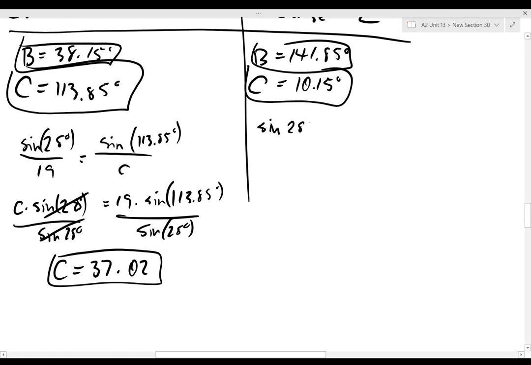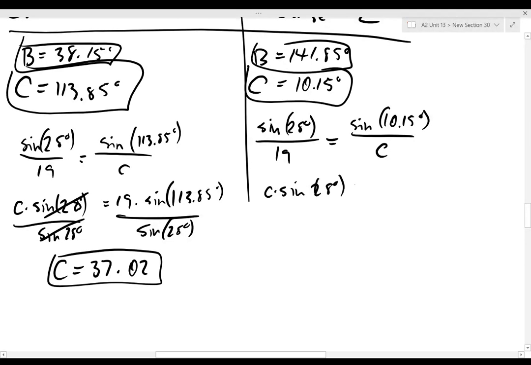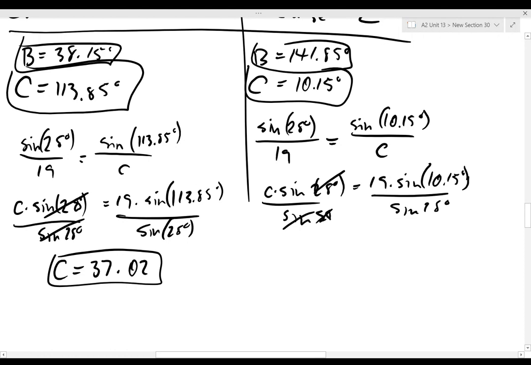So I'm going to use the same established values that were there. Remember, these are given initially, so they're not dependent on the individual cases here. So over side C. Okay, same deal, cross multiply, and I end up with 19 times sine of 10.15 degrees. Okay, divide both sides by sine 28 degrees, and I end up with 19 sine 10.15 divided by sine 28, and we end up with C being equal to 7.13, and I've got all 3 of them.